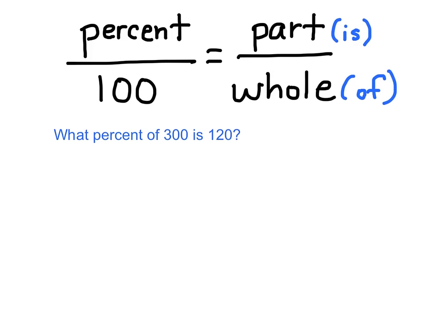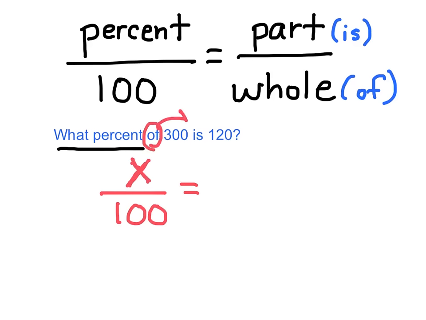Alright, here's our next example. In this one, we're asked what percent. So we're looking for the percent. That's the number we're solving for. So setting up my proportion, the number I'm trying to find is going to go over 100 because I'm looking for the percent. Alright, the keyword of, whatever follows that is the whole amount. So 300 is my whole amount. That goes in the denominator on the right side. Is 120, so that is going to be the part that goes up here.